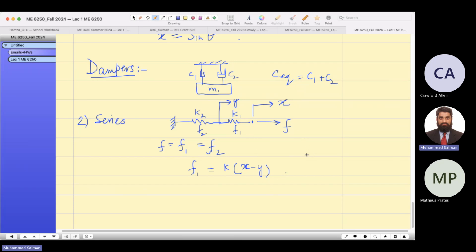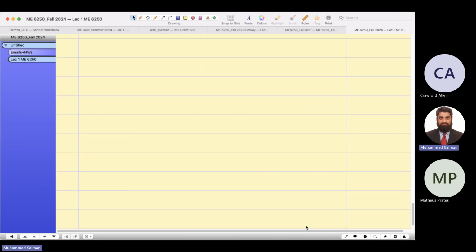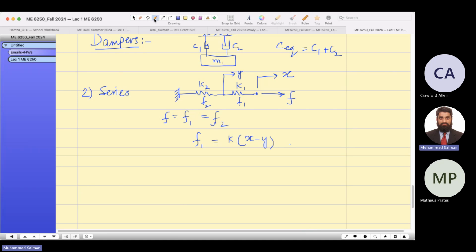Whenever you see a spring where both ends are moving, you have to subtract the deflection. The deflection will be the net deflection between the two ends. So x minus y is the net deflection of the spring. And you will see I'm going to derive the equivalent stiffness formula.